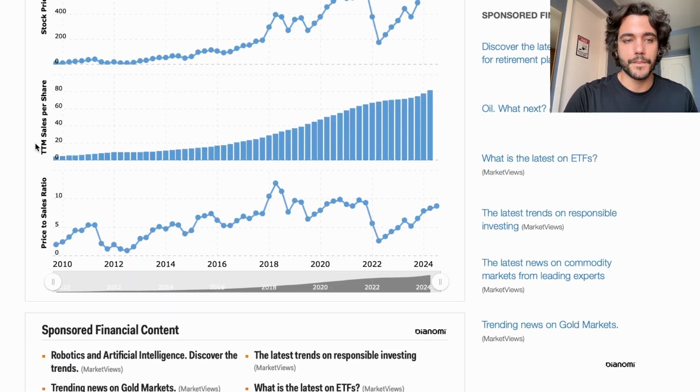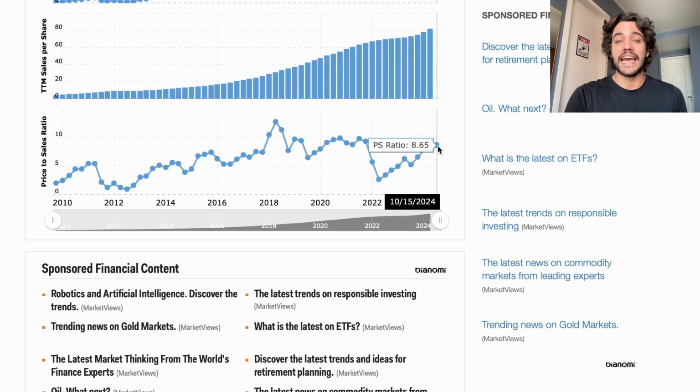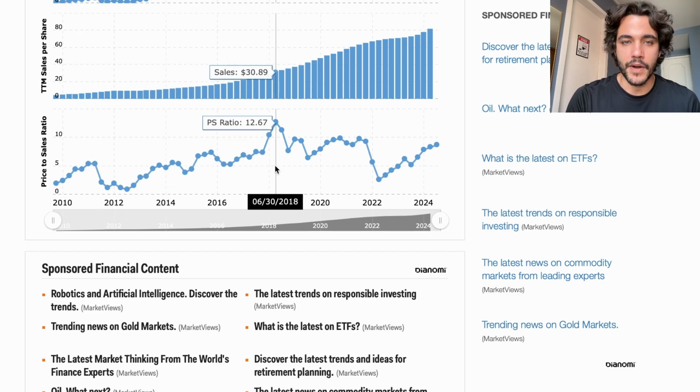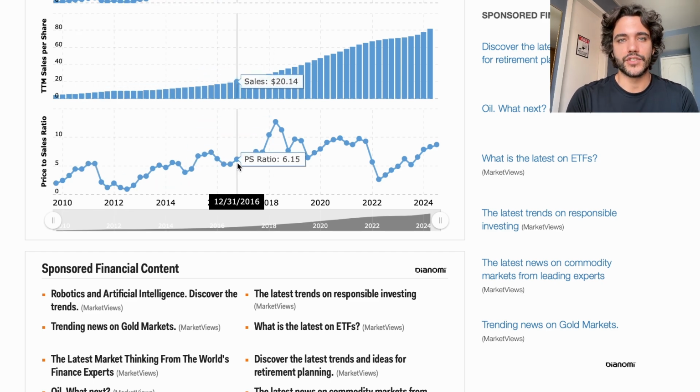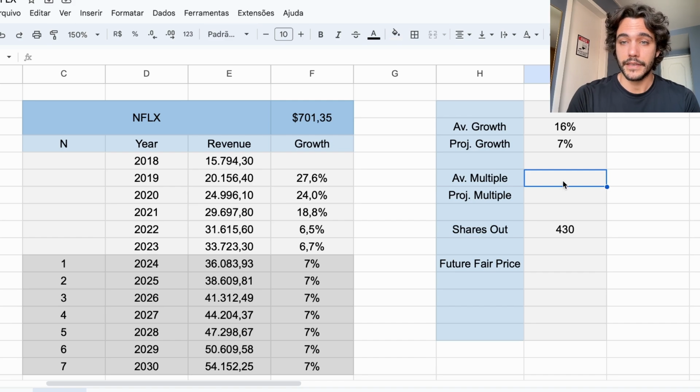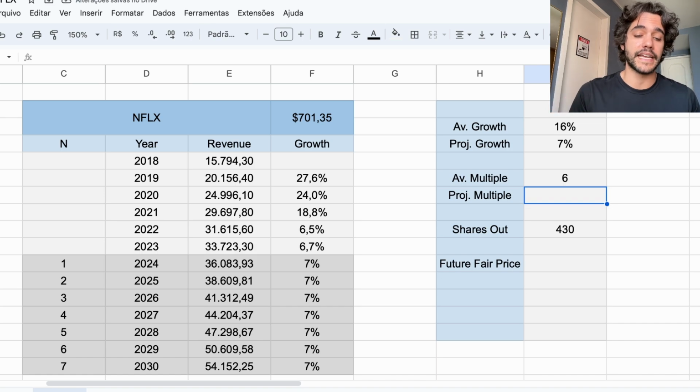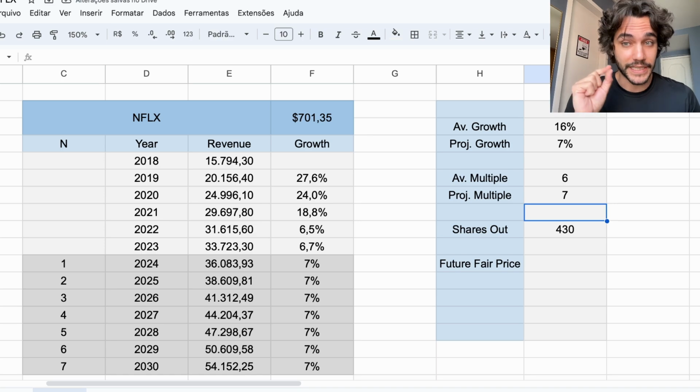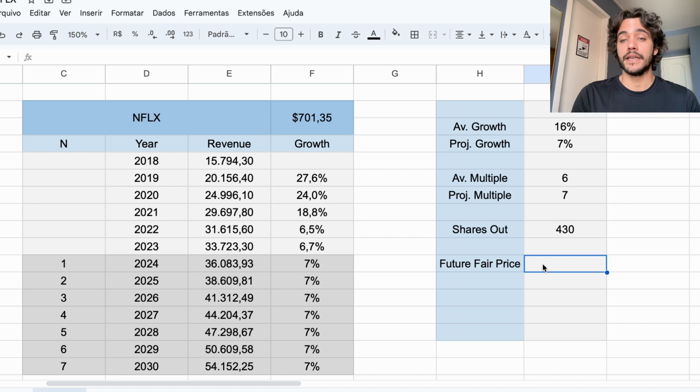As we can see here, Netflix is currently trading at 8.65 times its revenue, but its historical average stands at around 5 to 6 times. So let's write 6 as our average multiple. And let's project that in 7 years, Netflix will be trading at around its historical average. So let's say at 7 times its revenue. Let's be a little bit optimistic here.